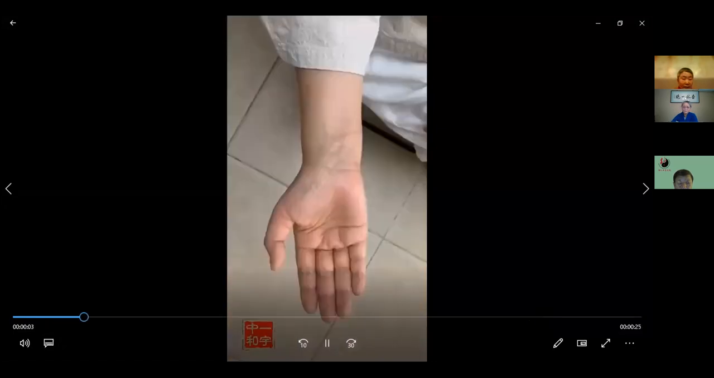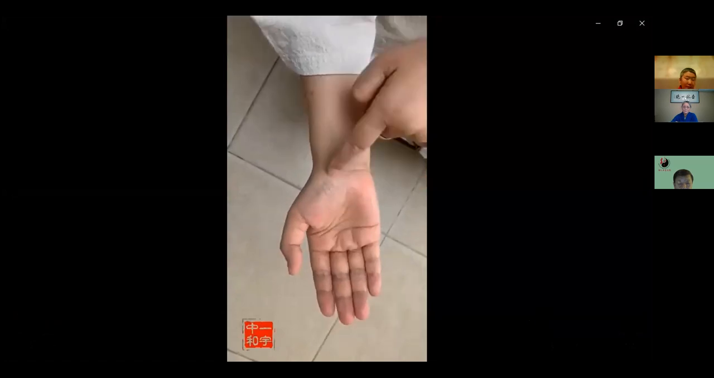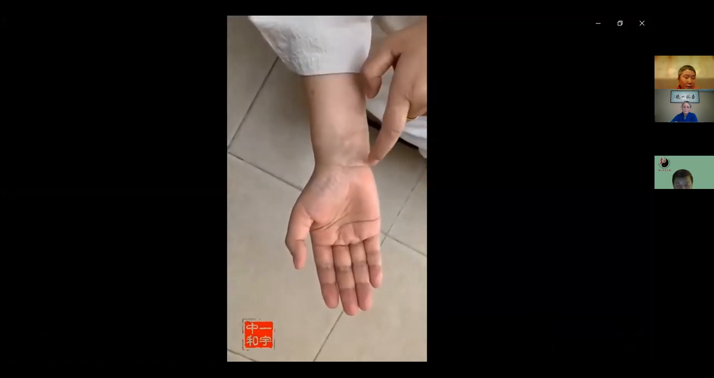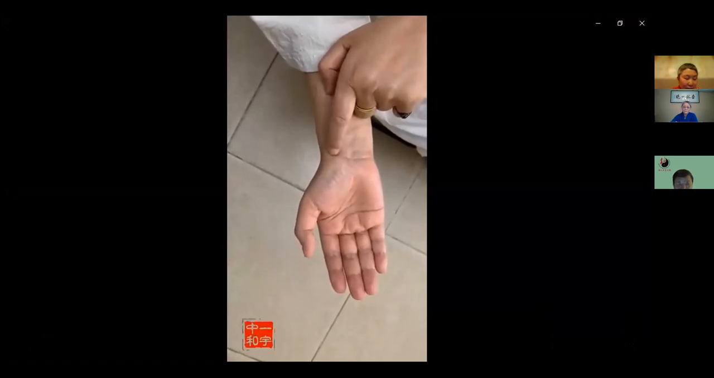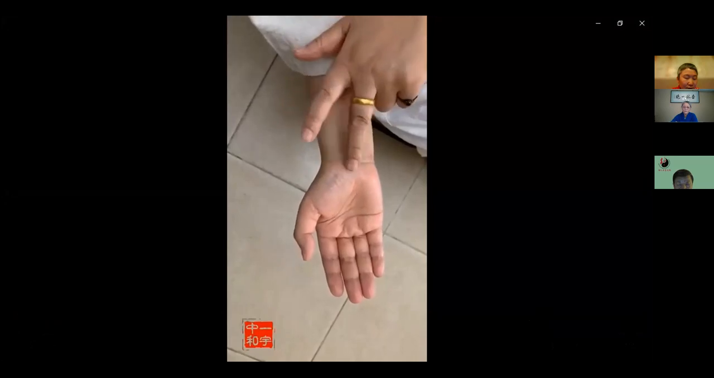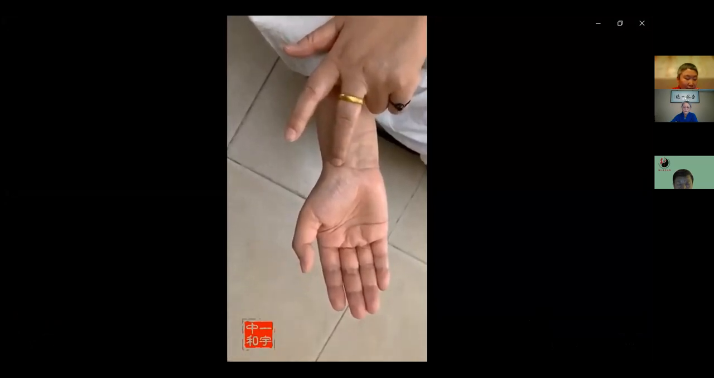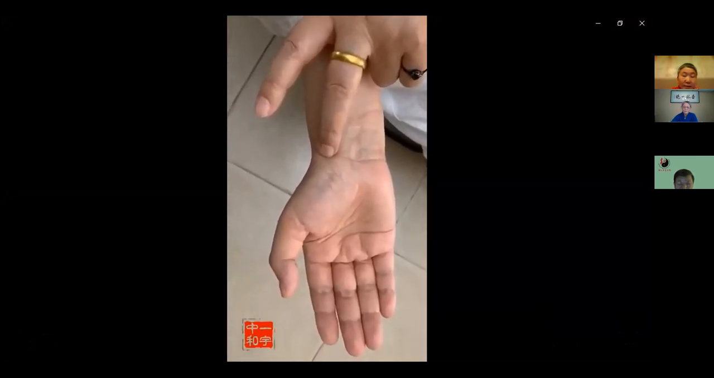The Taiyuan point location is: palm upright, on the first horizontal line on the back of the palm, in the hollow at the junction of the horizontal line of the thenar palm.